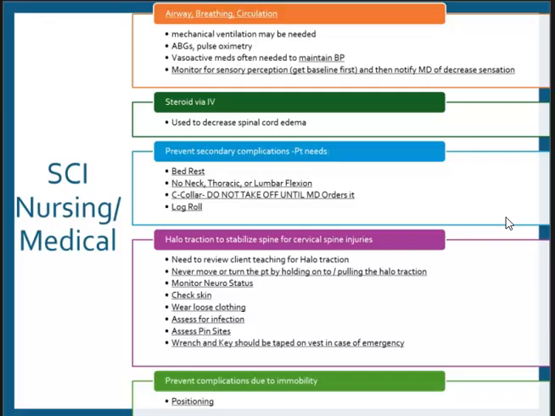I'll show you in a second. You're assessing the skin around the pin sites. And they must always have the wrench and key on the vest because you cannot do CPR through this traction. So it needs to be readily available. You are not taking it off unless it's ordered. It is there to keep the patient's spine in place, but if they are actively coding, you need to take it off. And prevent complications by positioning.